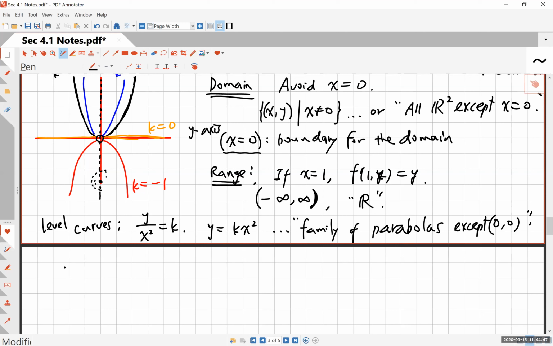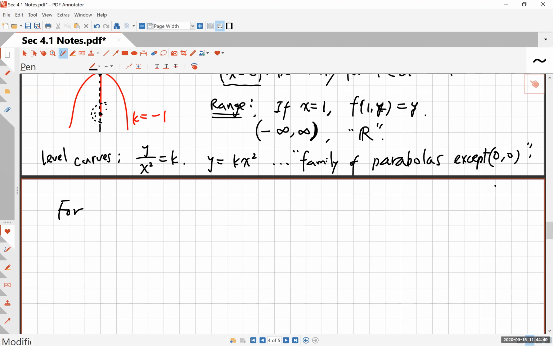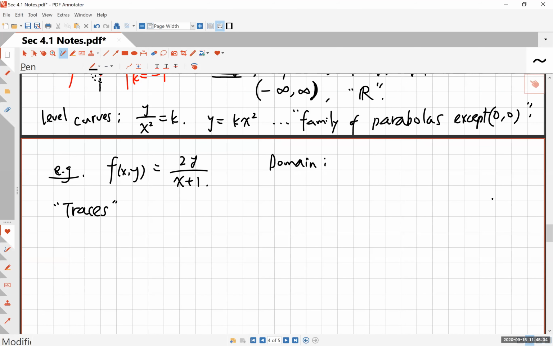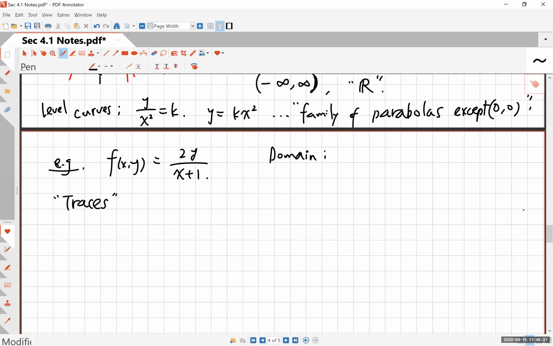All right, so just the last item I should mention before I do this one example is this. Maybe no, you know what, let me just do an example first. Okay, so here's another example, and I want to illustrate this idea called traces using this particular example. You can see the domain here is the set of all points (x, y) so that x is not -1.